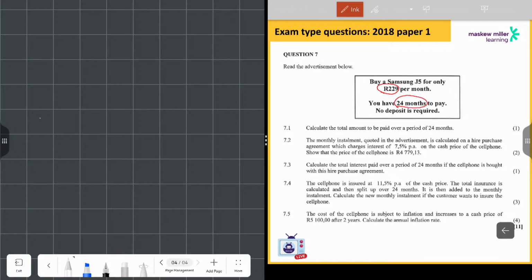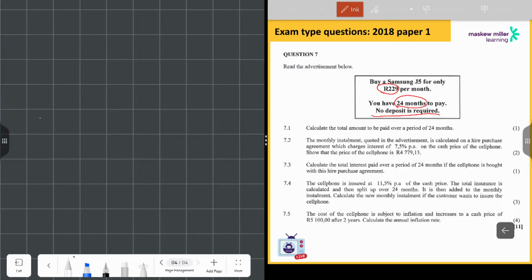I almost felt like they said it was just 229. I was like, J5 Samsung, that is cheap. But they come and say per month, which then triggered me to say, then how many months must I be paying this and how much will it be? Right, but there's no deposit required, which is the better way in most cases.